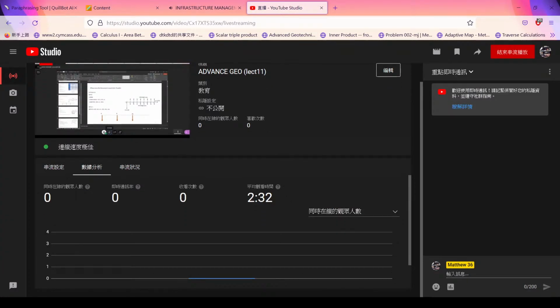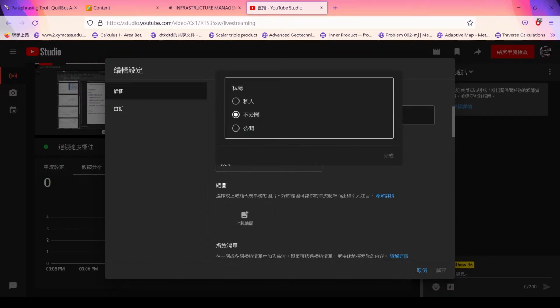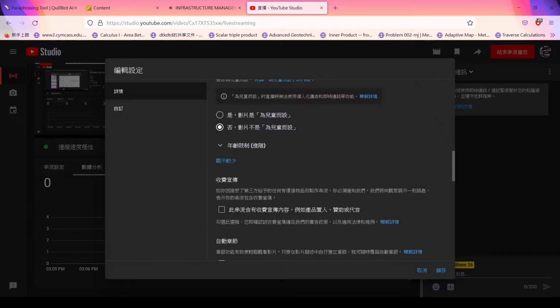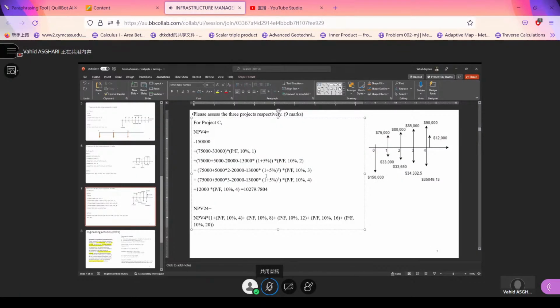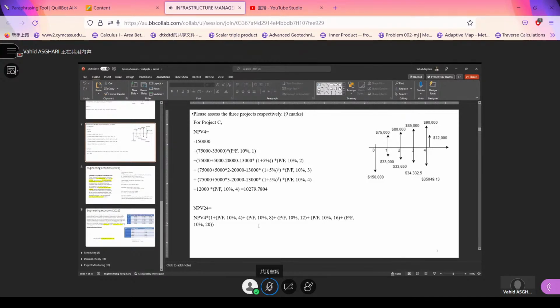So again, we'll do the same for B. We will do the same for C, and then we can just basically analyze and compare those net present values together. So it's going to be exactly similar to your assignments. So this is the idea. This was the engineering economy in 2019.